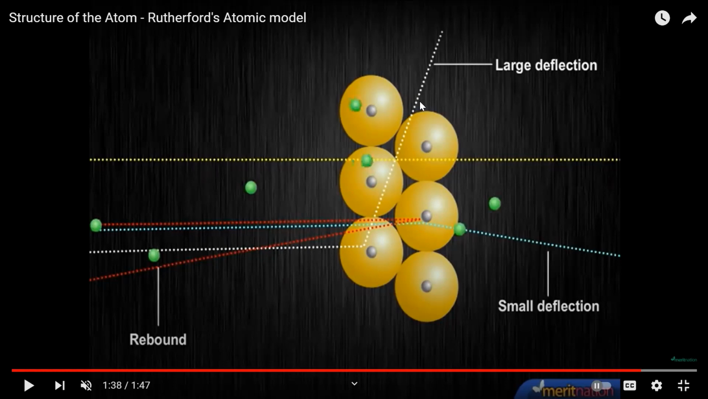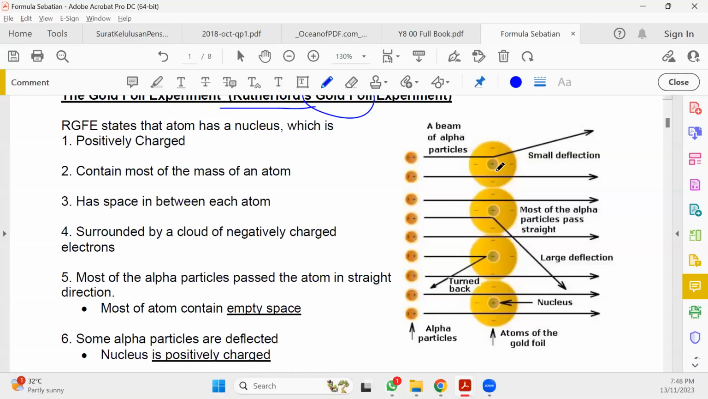In this chapter, if they ask about gold-foil, you have to know what represents what: the yellow line is empty space, large and small deflection proves that the charge is positive in the nucleus, and large rebound is basically because most of the mass is in the nucleus. Understand? This is very important. Always comes out. Always comes out.